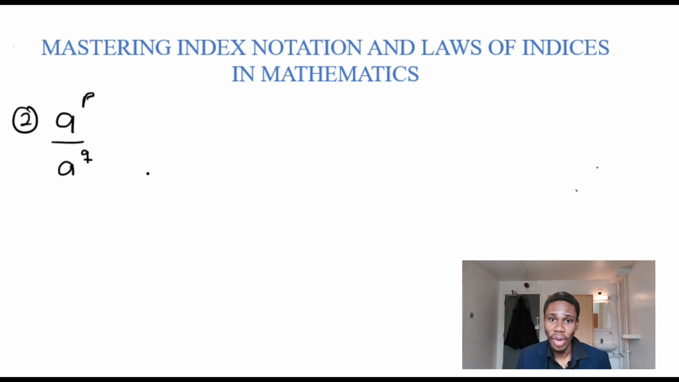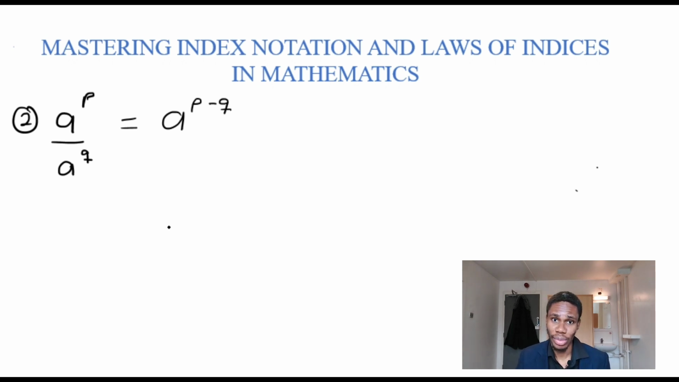So for the second law of indices, when they have the same base, which is a, and different exponents, if they are dividing, you subtract the denominator from the numerator. So a exponent p divided by a exponent q gives us a exponent p minus q.